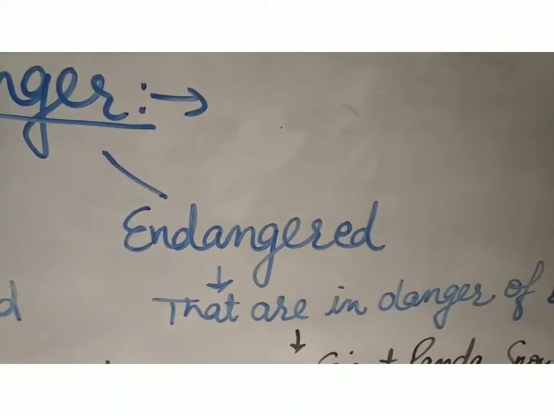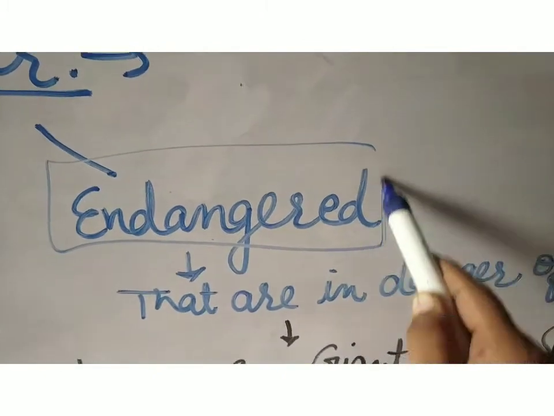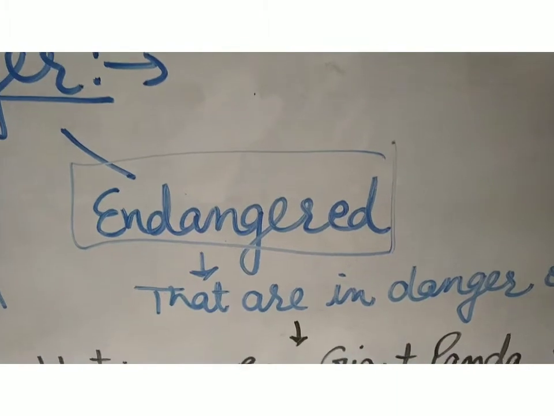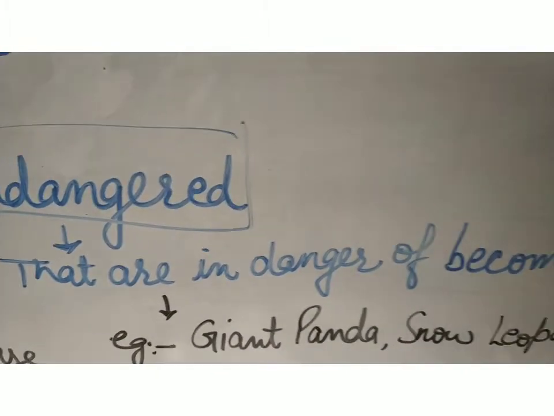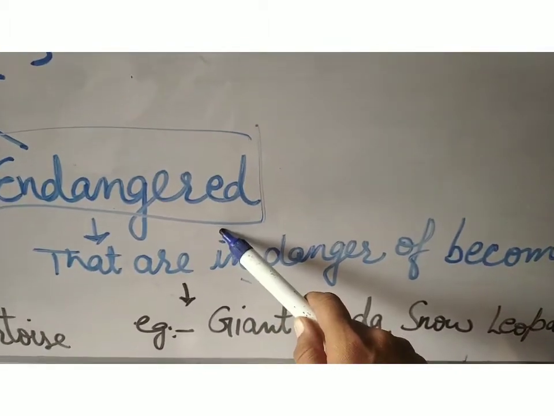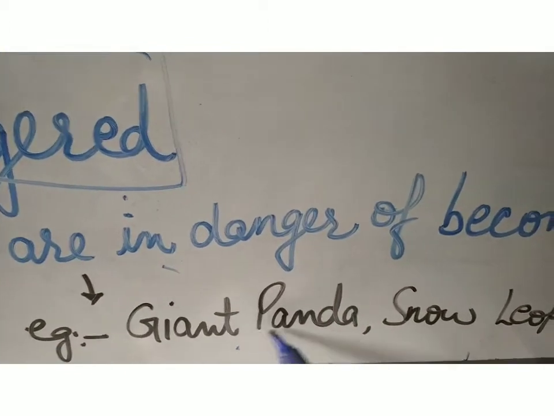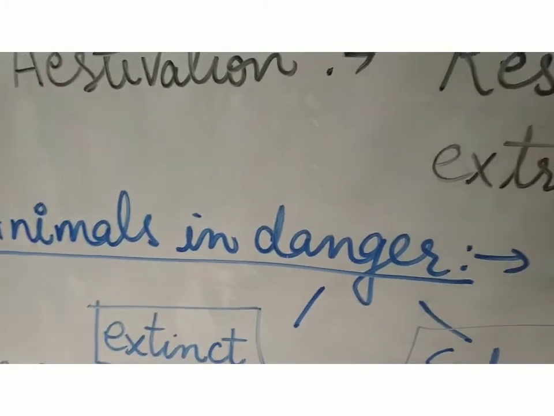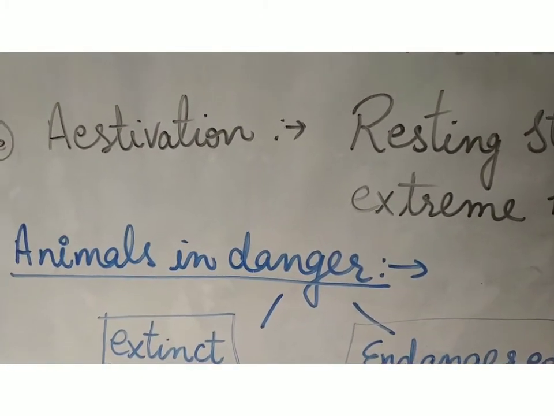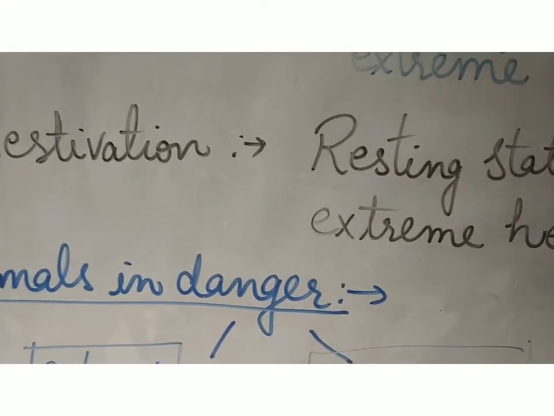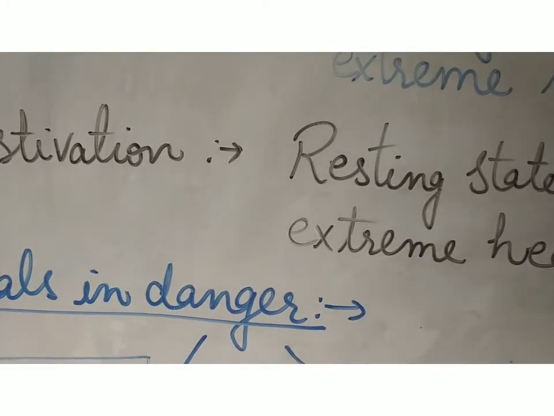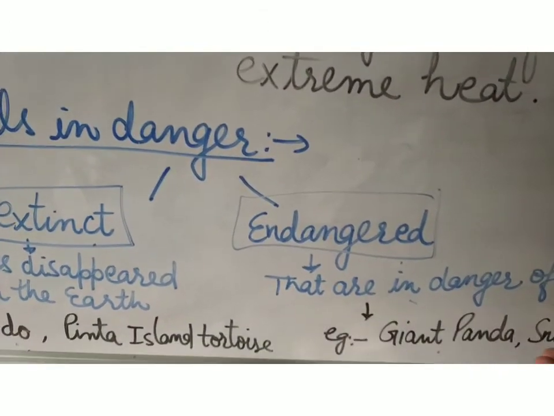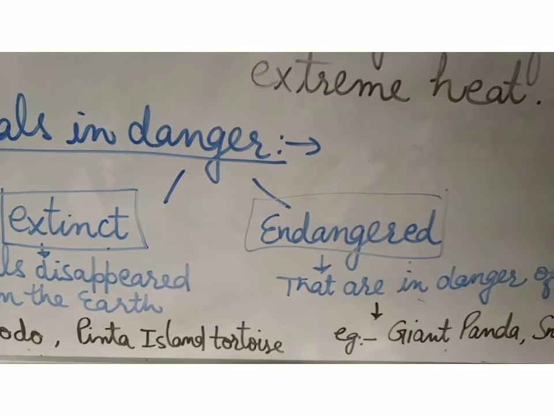The other category of animals is endangered species. Okay, so what is endangered? Animals that are in danger of becoming extinct come into the category of endangered species, such as the giant panda and snow leopard. So children, the giant panda feeds only on bamboo sticks. If the forest in which the pandas are living is destroyed, what would happen? Giant pandas will move from the endangered species into the extinct category.